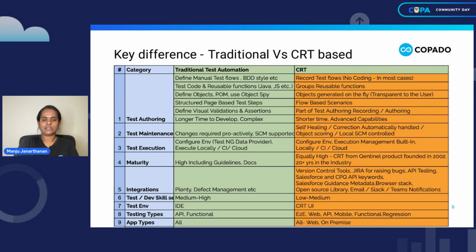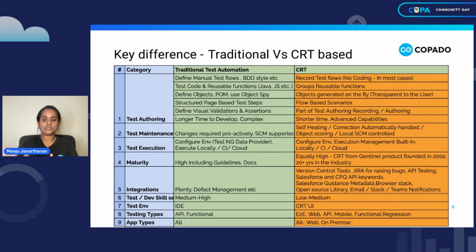And integrations, right? In traditional test automation, you have a lot of integration with defect management and other things. Here as well, you have enormous integration, where you can integrate it with your version control tools such as Bitbucket, GitHub, and other things. You can integrate it with Jira for raising bugs. You can directly raise bugs when you click on a thing in CRT. You can do API testing, and you have some Salesforce and CPQ API specific keywords, right? Which is like a ready-made suite available for you. You just write it like an app state, and it'll come to that app state in Salesforce.